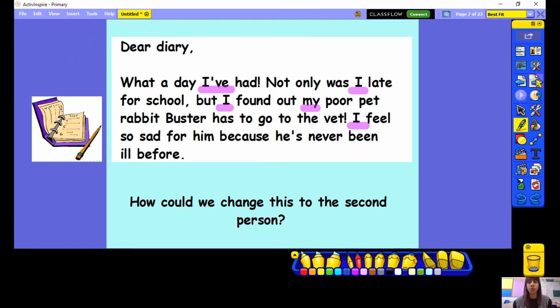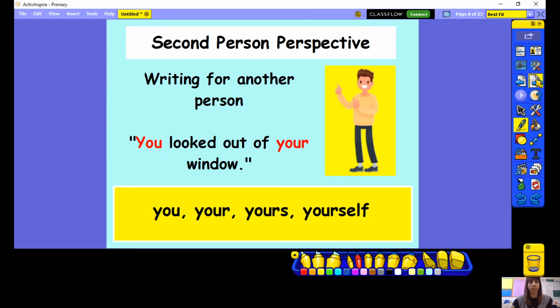But how could we change this to the second person perspective? Well, second person simply means writing for another person. So this time we're talking directly to somebody else. So remember the first sentence I showed you was I looked out of my window. Well, now we're going to be talking to a second person. So imagine your friend next to you and you're narrating everything they do. So instead it would be you looked out of your window. So you're not addressing the person by name, you're being quite personal and quite direct. And so when we're writing in the second person, you're looking for words such as you, your, yours, or yourself.